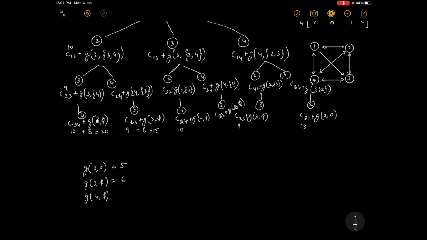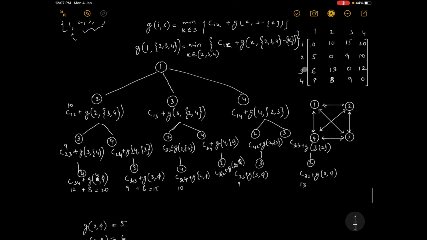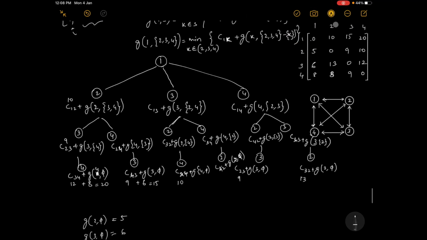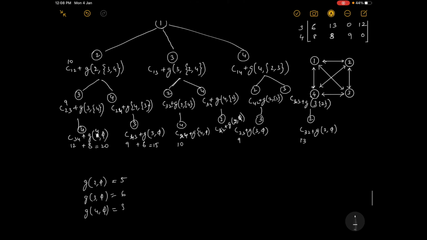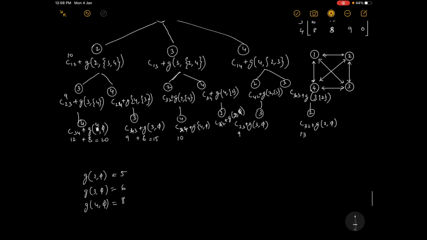Next value is 6, g of 3 5, 3, okay, 5, value is 6. So 4 5, value is 8. Okay, next. Okay, see, since there is not much space here, I'm not writing it here, I'm writing it in table form.